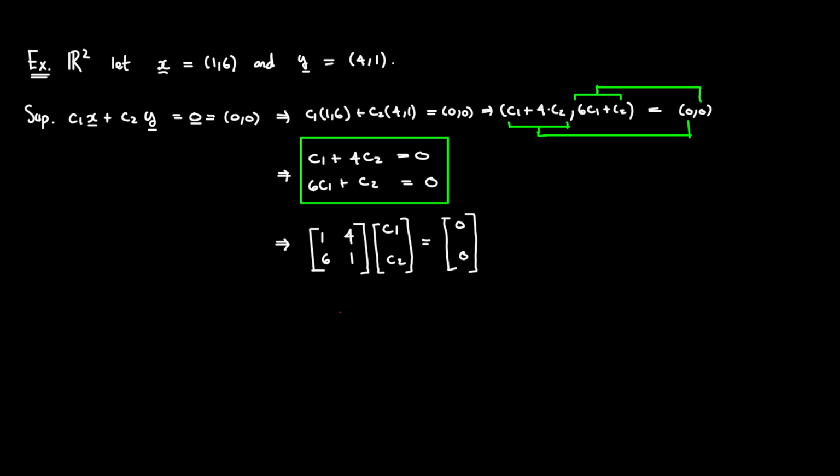Now here's the main idea. If I look at this matrix here, let's call it A, then the determinant of A is not equal to 0, which means that it has an inverse.